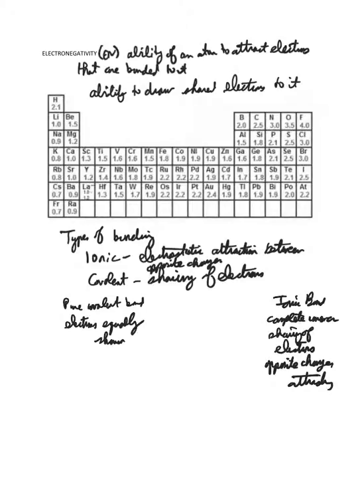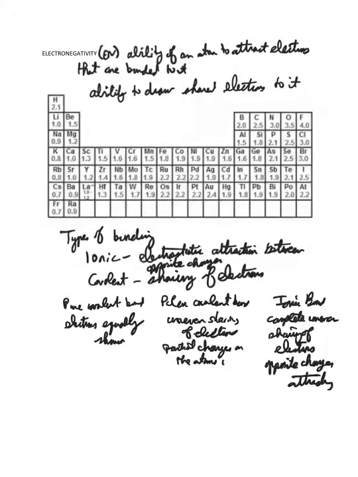Well, somewhere in the middle, we've got what we could call a polar covalent bond, where there's an uneven sharing of electrons. And so there are partial charges on the atoms involved. So electronegativity is a measure of how well the atoms in that bond attract those electrons.